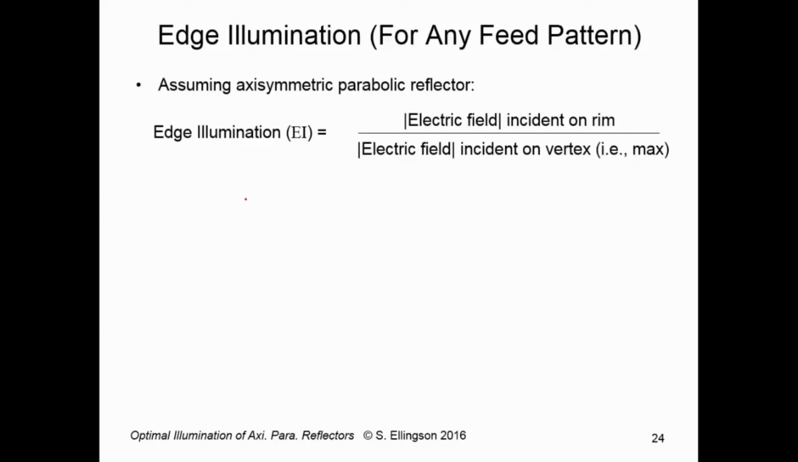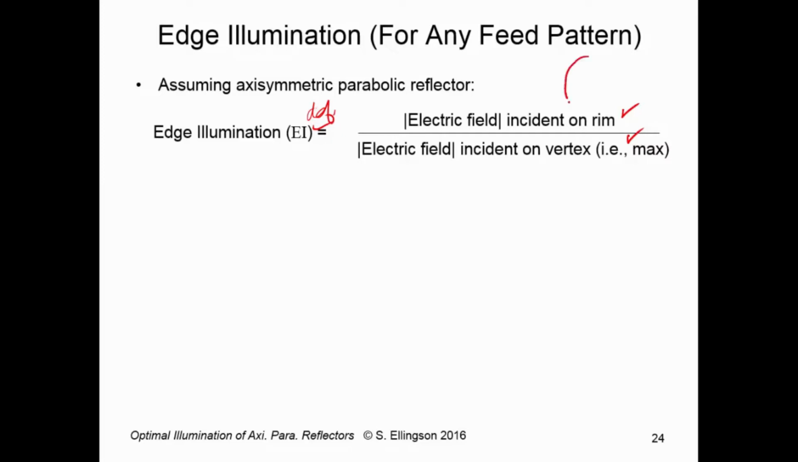Now, edge illumination. What I'm about to say applies for any feed pattern, so we're not limited to cosine Q here. This works for any feed pattern. For an axisymmetric paraboloidal reflector, edge illumination is defined, this is the defining relationship, as the electric field magnitude incident on the rim to the electric field magnitude incident on the vertex.